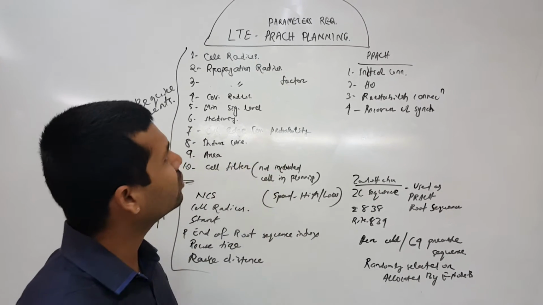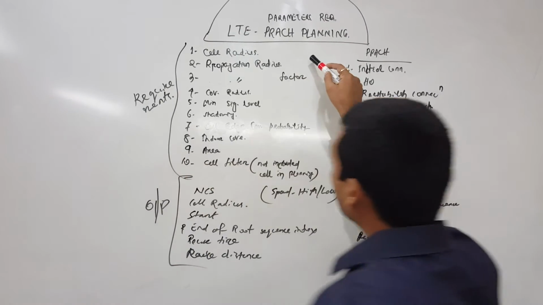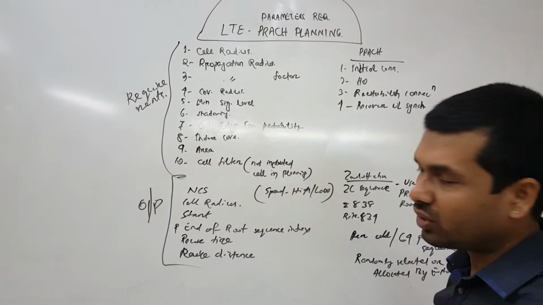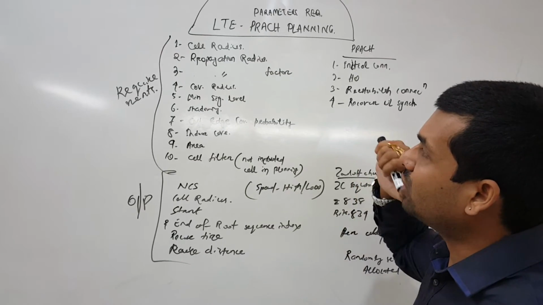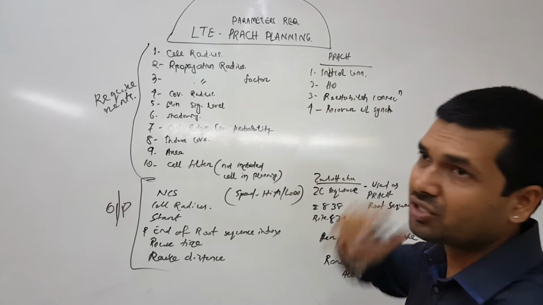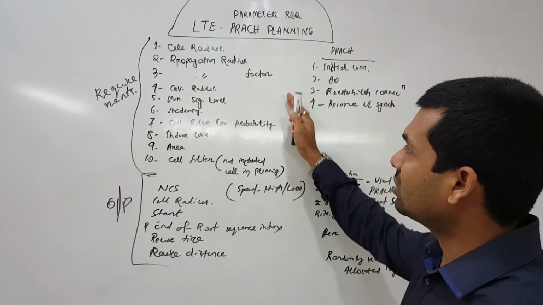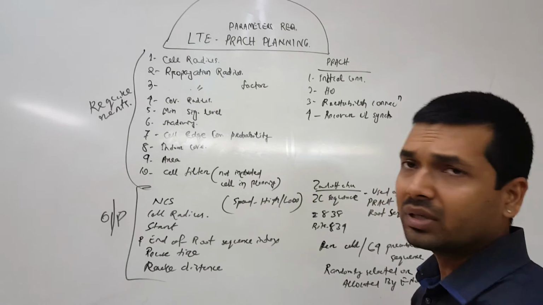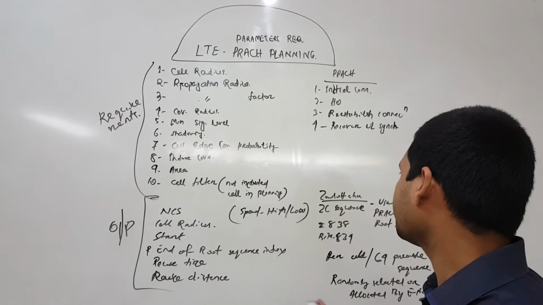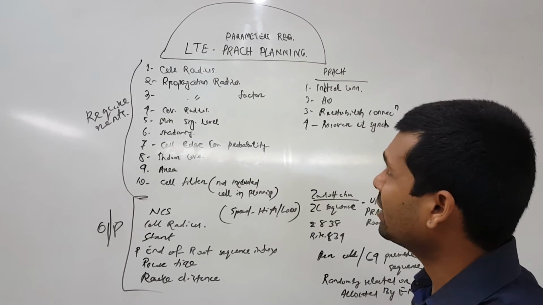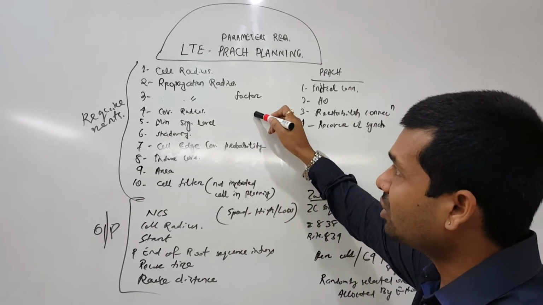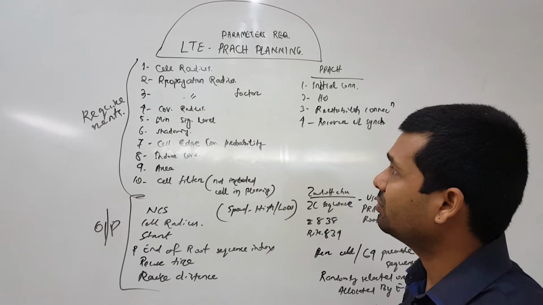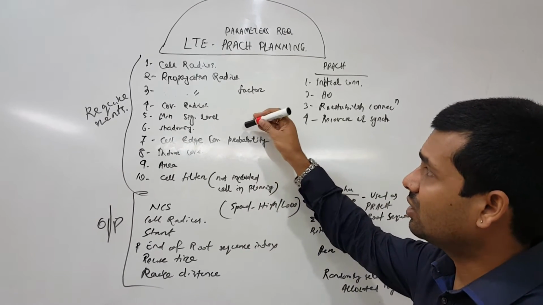The requirement for this will be all these points I have written here. We have to get the cell radius, we need to understand the propagation radius and propagation factor. We give the input to the tool, so that we get a good output, and we can plan a proper PRACH sequencing and PRACH plan. So we have coverage radius, minimum signal level required. During planning, we need to give these details.